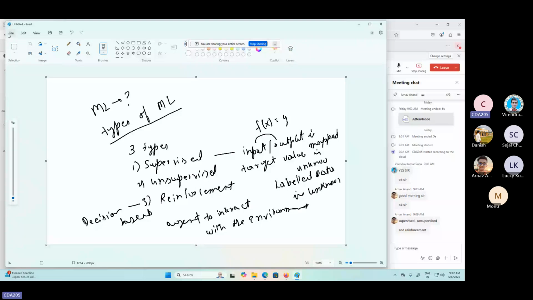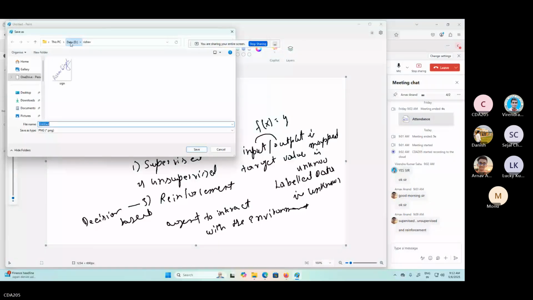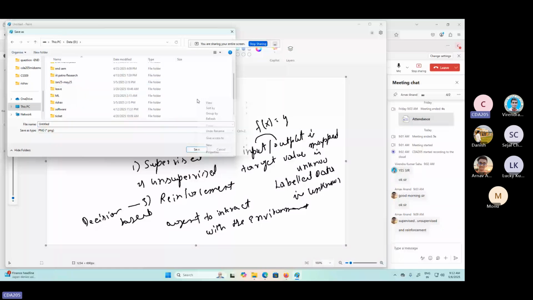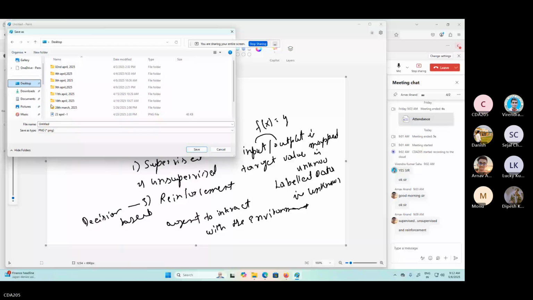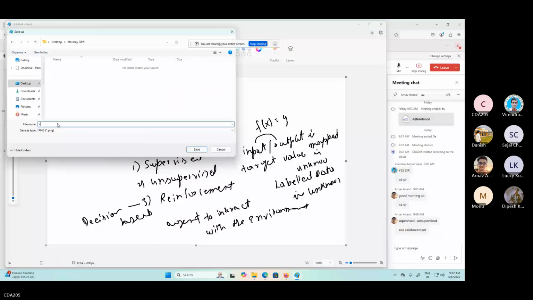So now we will come to supervised. First of all, supervised. One minute, let me save this. I think today's class, today is, I think, 6. So this is slide 1.